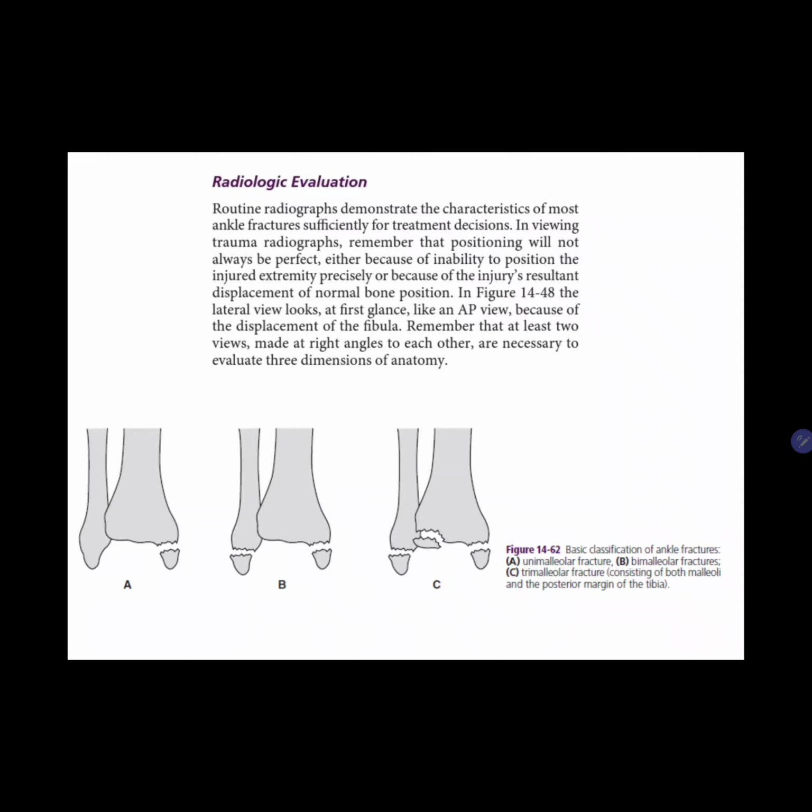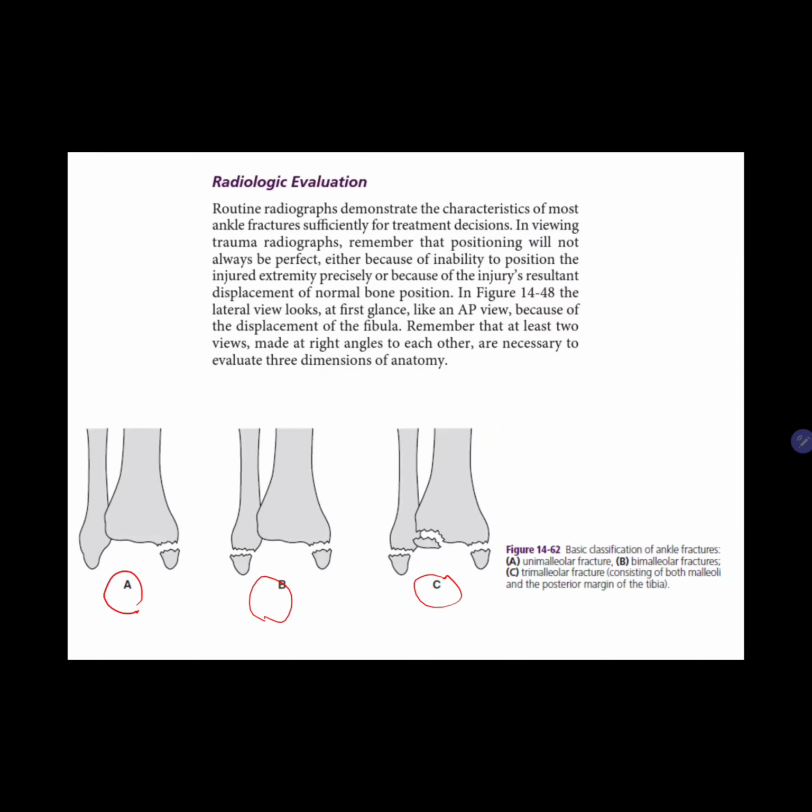The most basic description in common usage describes the fracture set anatomically as one of the following, which is in figure 14-62. So a unimalleolar fracture indicating fracture of either the lateral or the medial malleolus, which is seen in letter A. In letter B is a bimalleolar fracture indicating fracture of both the lateral and medial malleoli. And in letter C, you have a trimalleolar fracture indicating the fracture of both malleoli and the posterior rim of the tibia, sometimes called the third malleolus.